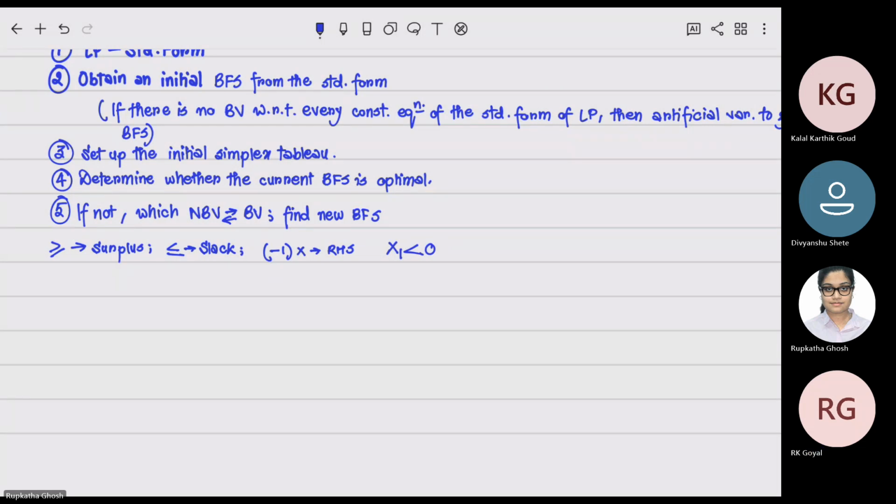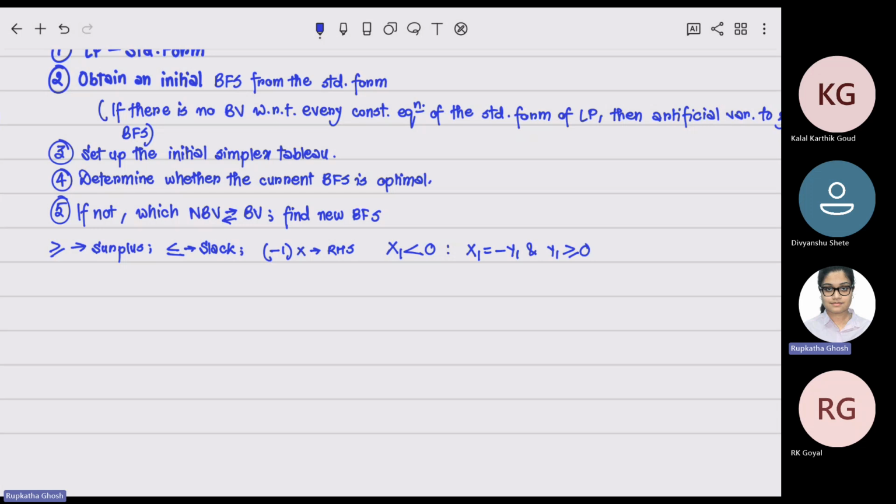I mean, replace x1 by some other variable, say -y1. Yeah, absolutely. So you can write x1 equal to -y1 and y1 greater than or equal to 0. This is for the less than or equal to 0 case, because all the variables have to be non-negative as well.